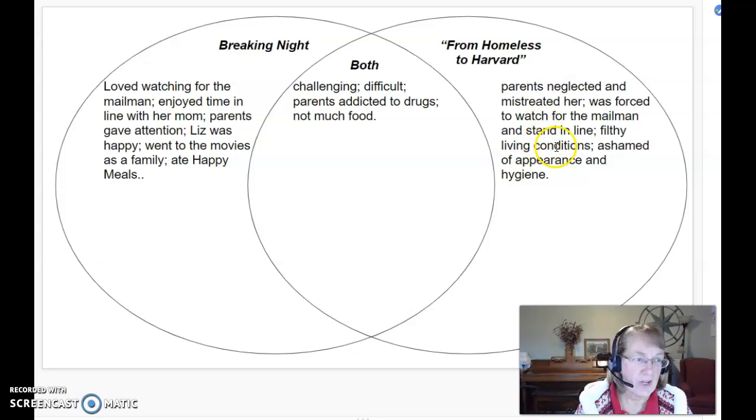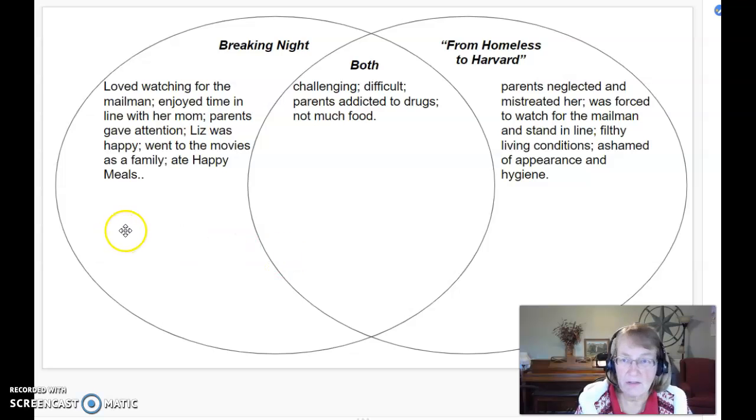She was ashamed of her appearance and hygiene. And in both, it shows that it was challenging and difficult. The parents were addicted to drugs, and there was not much food in both situations. Or in both articles, it talks about that. So, once you've got a good list, if you want to add any of these to your notes, do that.